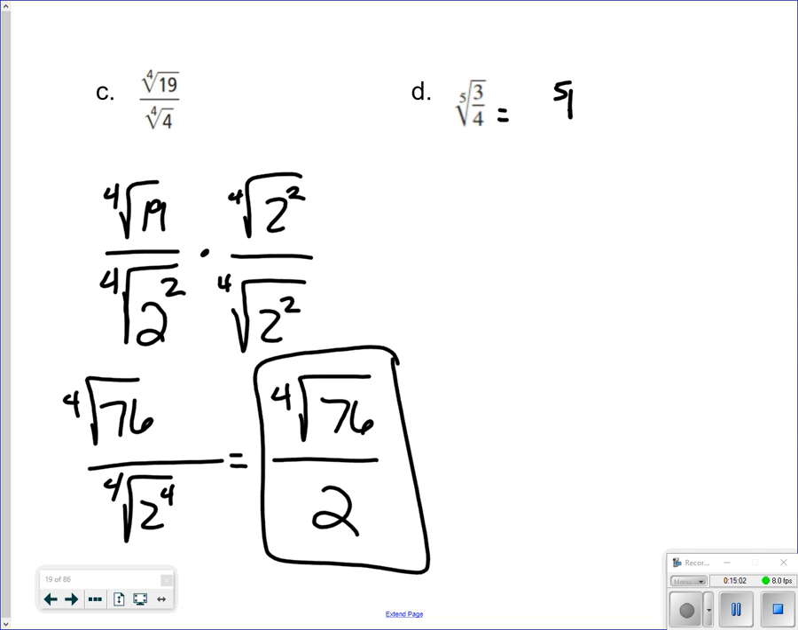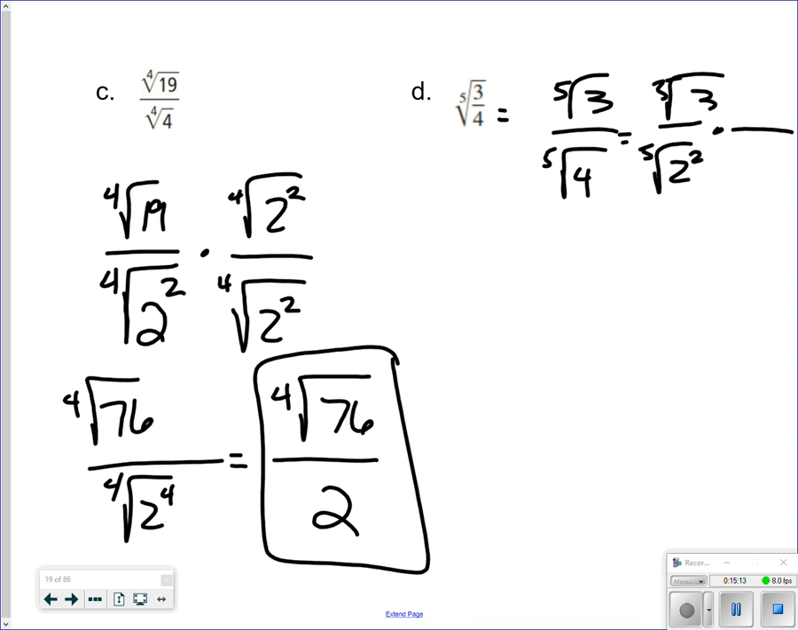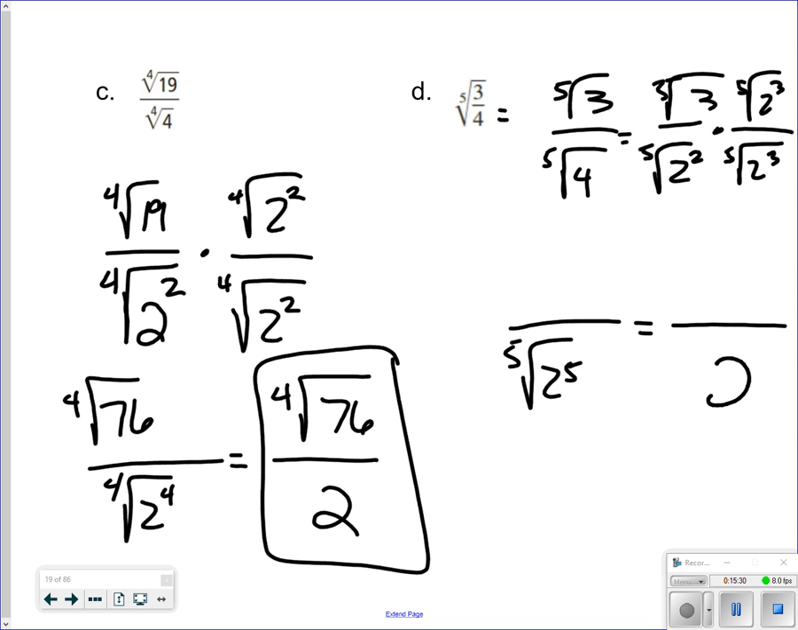So the next one, I have the 5th root of 3 and the 5th root of 4. Now the 4 is the same. We just did this in the last problem. 4 is the same as 2 squared. So when I multiply, now I don't need to multiply by quite as many. I need 5 of a kind. I currently have 2 2's. So I'm going to multiply by 2 cubed. So now I have the 5th root of 2 to the 5th, which is just 2. The top, 2 cubed times 3 would be the 5th root of 24, and that is your answer.